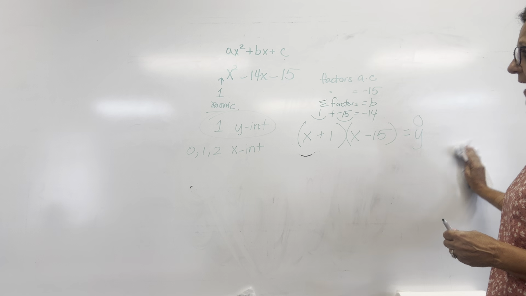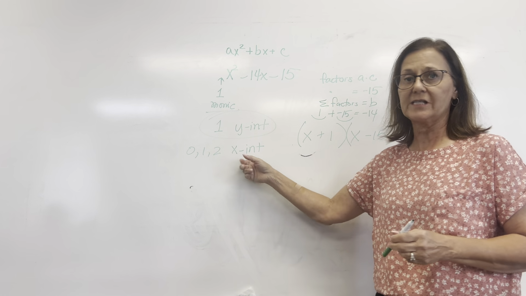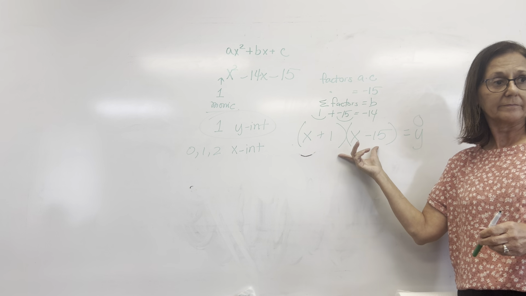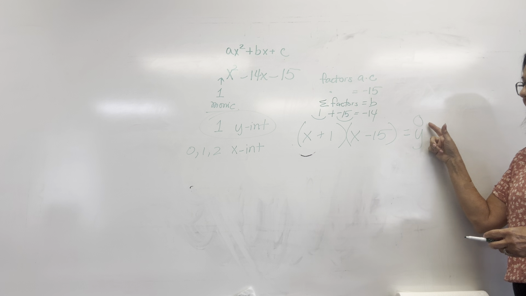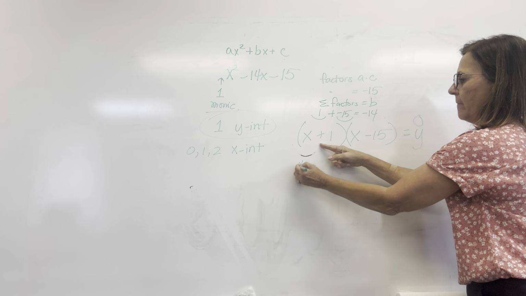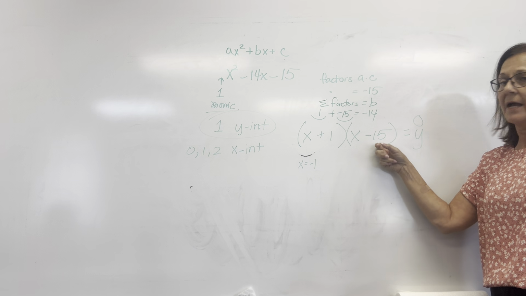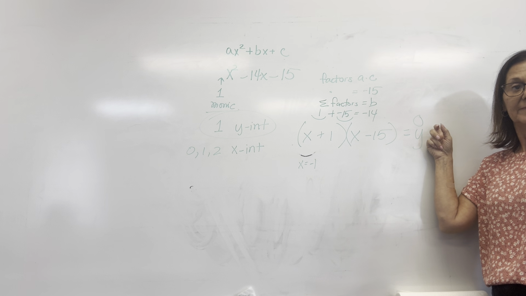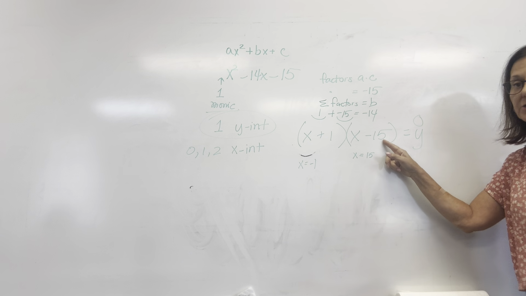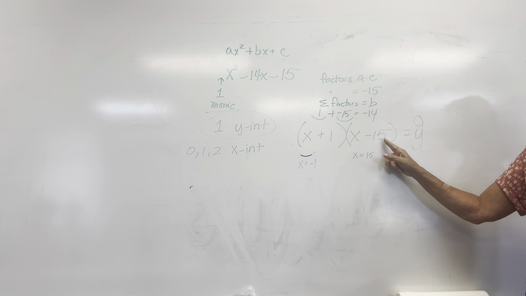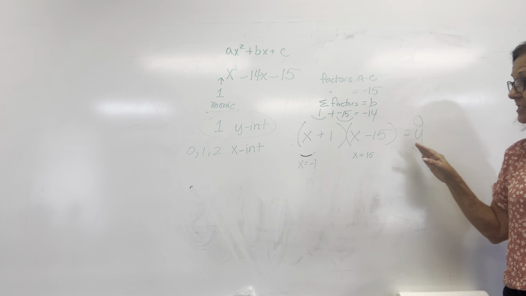That's why we factor trinomials, so we can solve for the x-intercepts. This one has 2. If I want y to be 0, then I can make this term 0, make x equal to negative 1, which makes this term equal to 0, and 0 times negative 16 is 0. If I make x positive 15, it makes this term equal to 0, and 0 times 16 is 0. So I get my solutions.